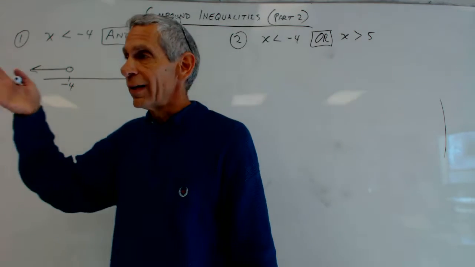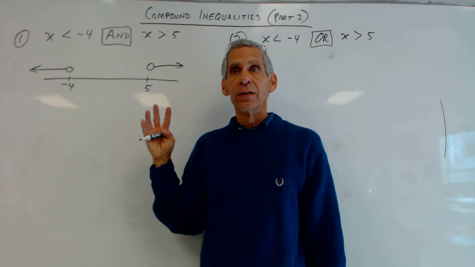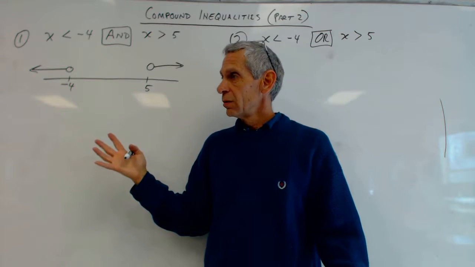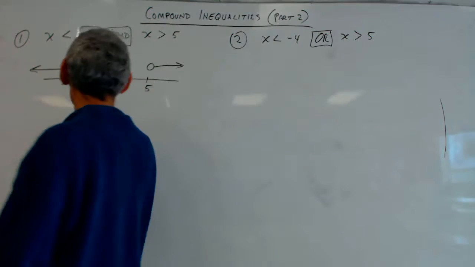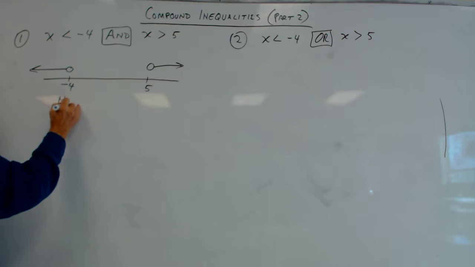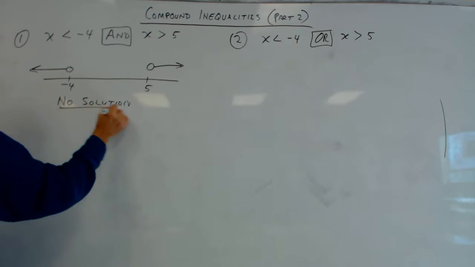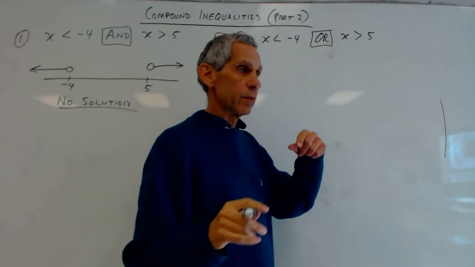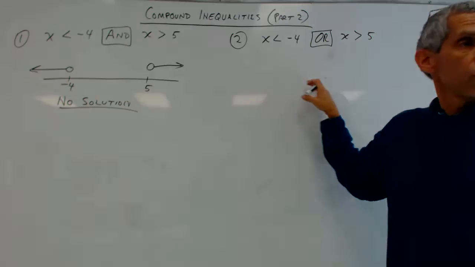So Bo asked about the word intersection. Where do these two lines intersect? They don't. There's no intersection. So it's no solution. Exactly. So no solution. And that's all you write. Okay, it makes sense? Mike, that makes sense? You get it? Okay. Awesome. Okay. Now let's see what it does with or.